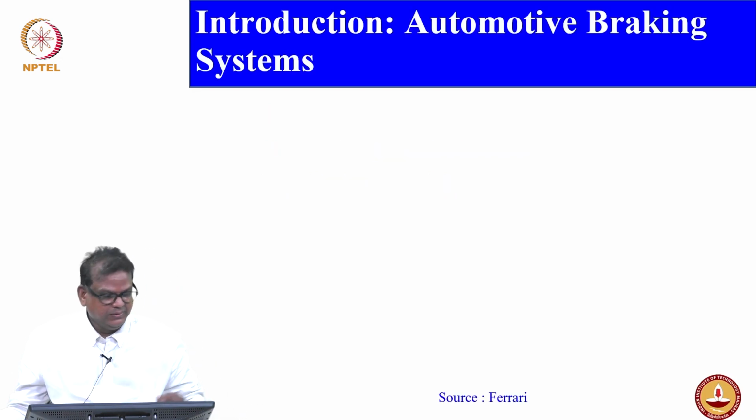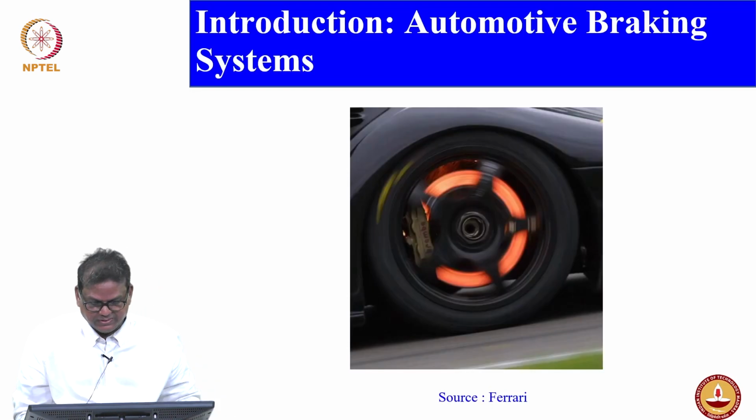And this is a typical automotive brake system. You can see this is taken from a Ferrari sports car. A Ferrari sports car may run around 200 to 250 or 300 kilometers per hour. What would be the braking time? Typically, is it in seconds? It will be a second and a half, 1.5 seconds. That's the time you need to stop the vehicle.